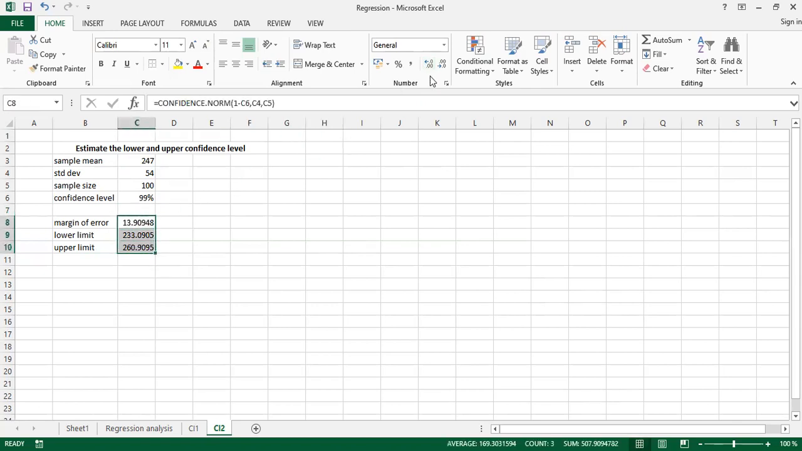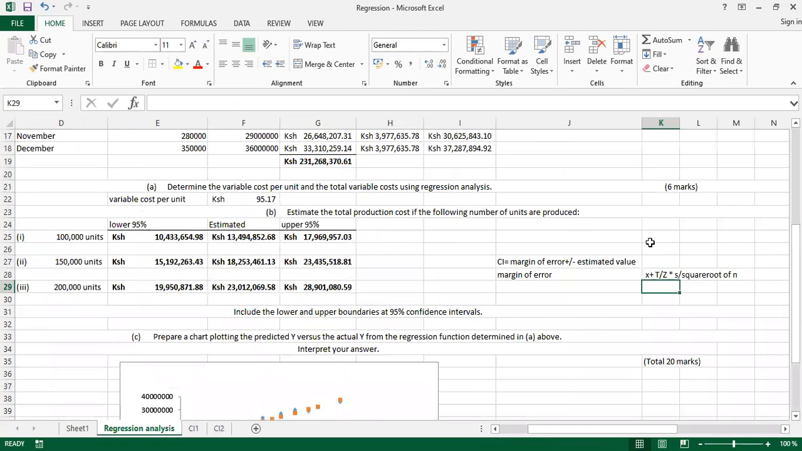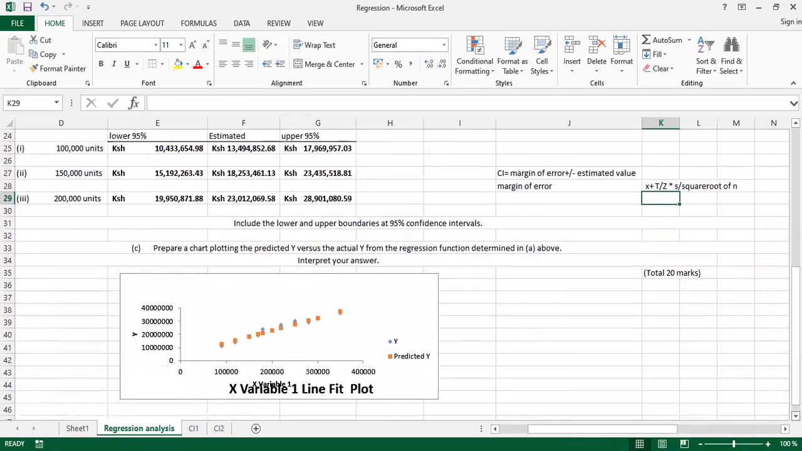And let this one be in 2 decimal places. So that one is the upper and the lower limit. That is what we did here, but Excel had already done these for us, the lower and the upper limit. It was just a thing of multiplication. So thank you for today's class. I'll see you in the next class.